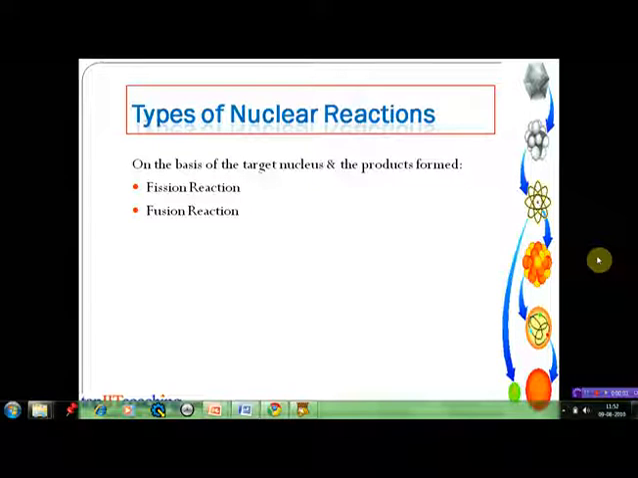On the basis of the target nucleus which participates in the nuclear reaction and the products that are formed, we can differentiate nuclear reactions into two types. The first are the fission reactions and the second are the fusion reactions.